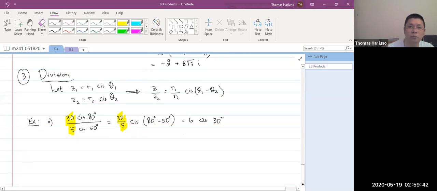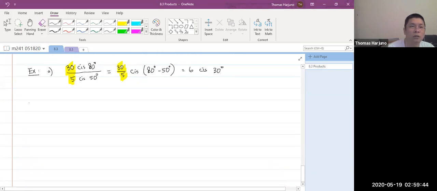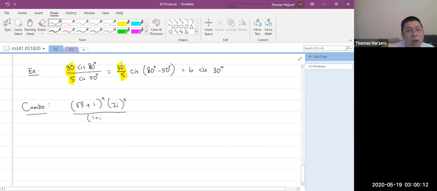Now, I will just go ahead with the combo. This is the main part of this section, the combo. Suppose, for example, I have radical 3 plus i to the 4th times 2i to the 5th over 1 plus i to the 10th. This is number 48.